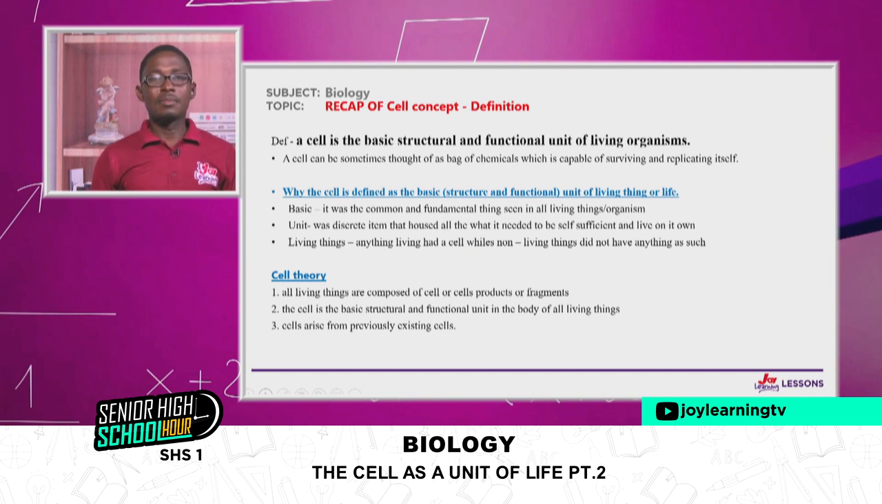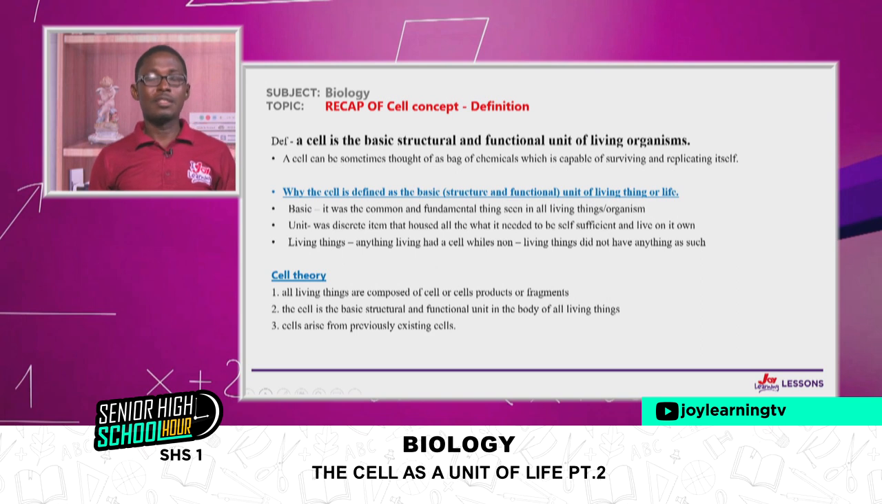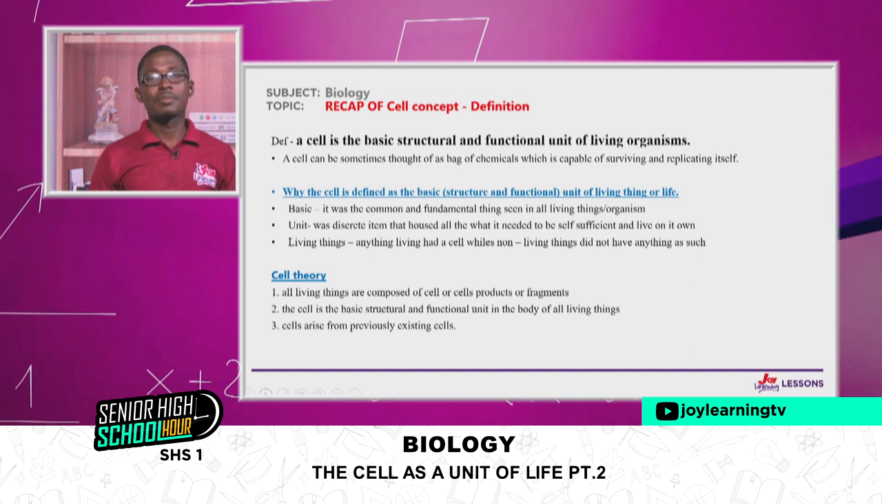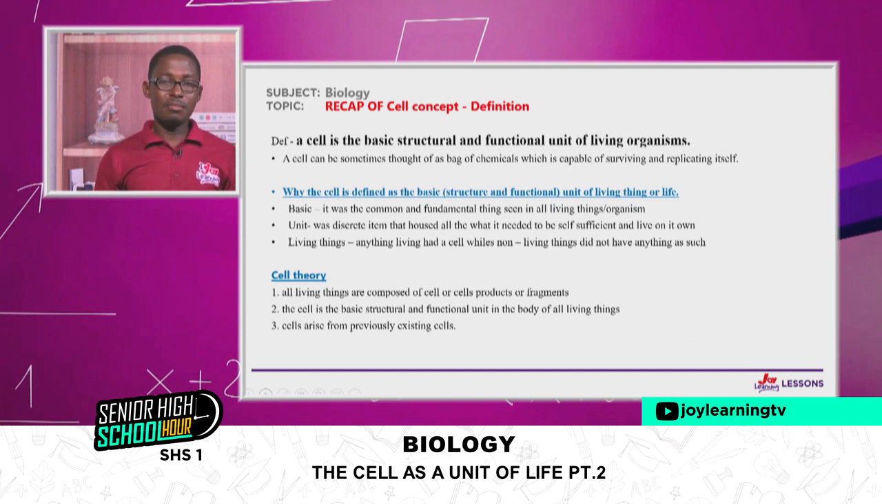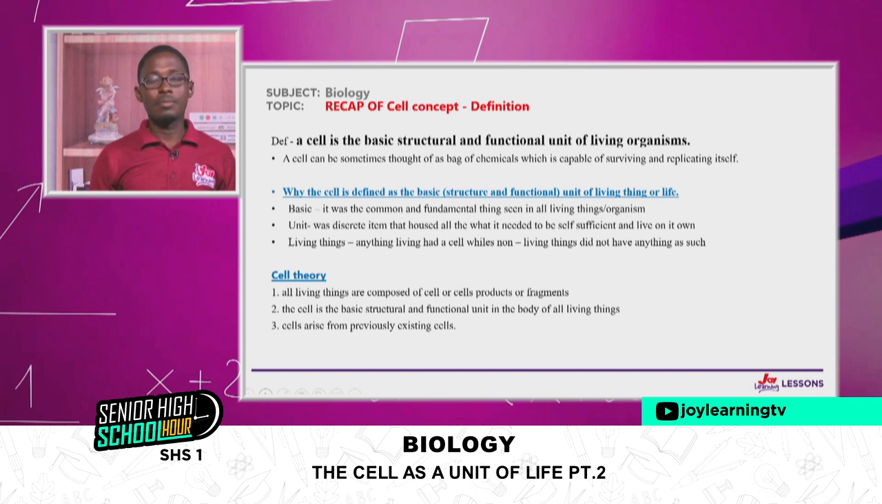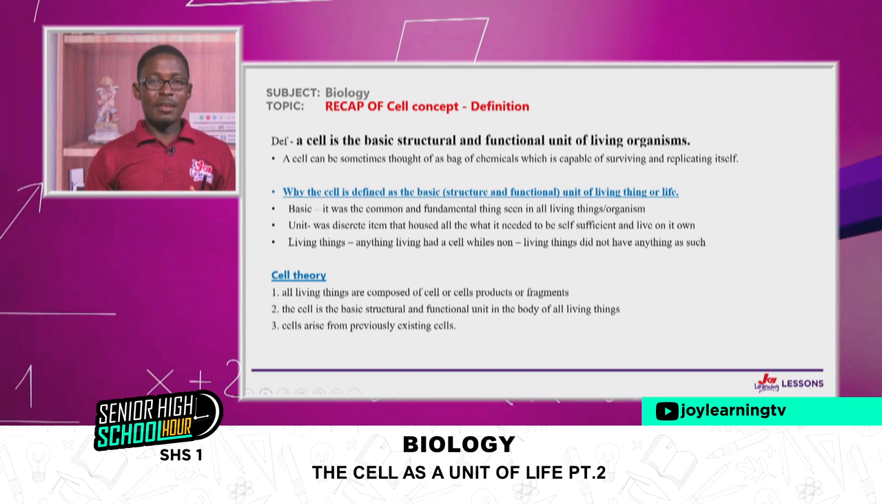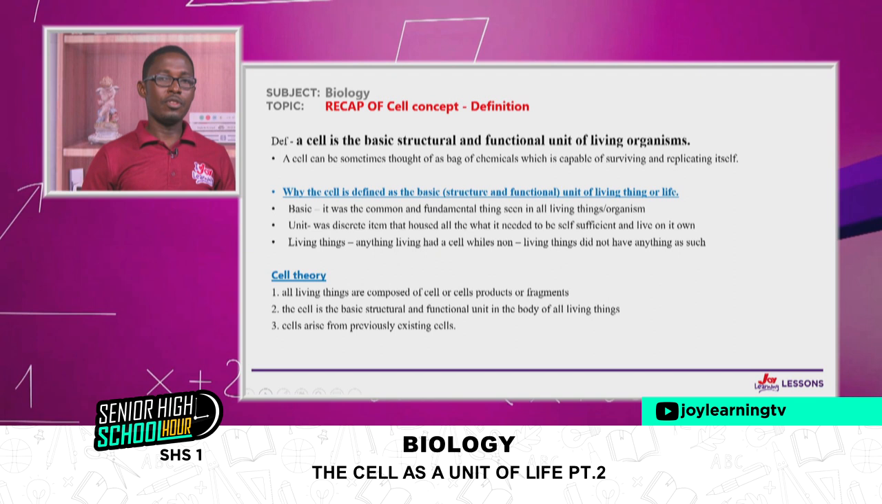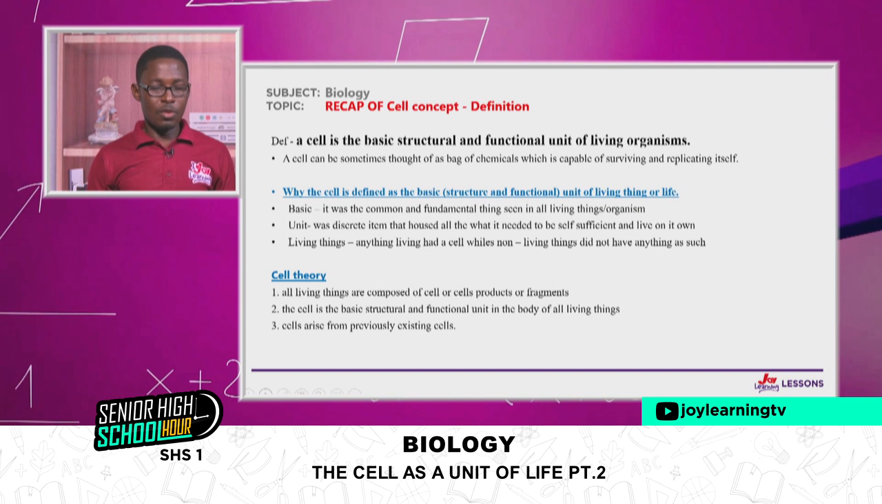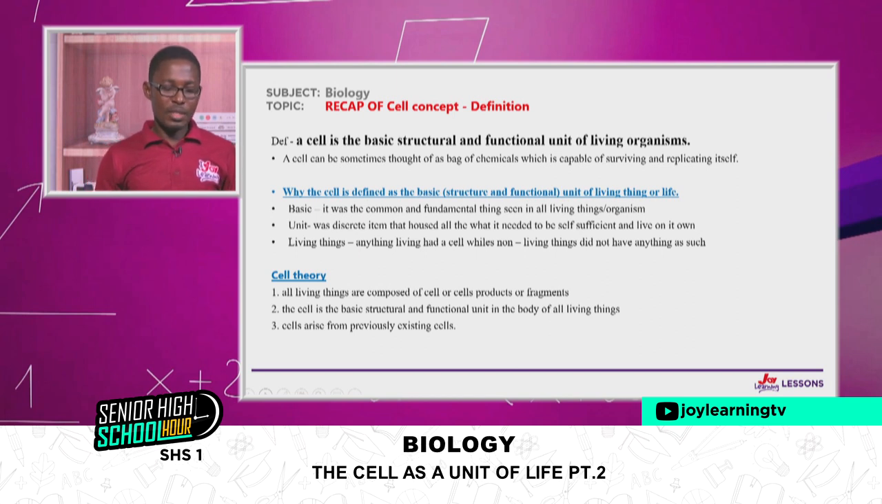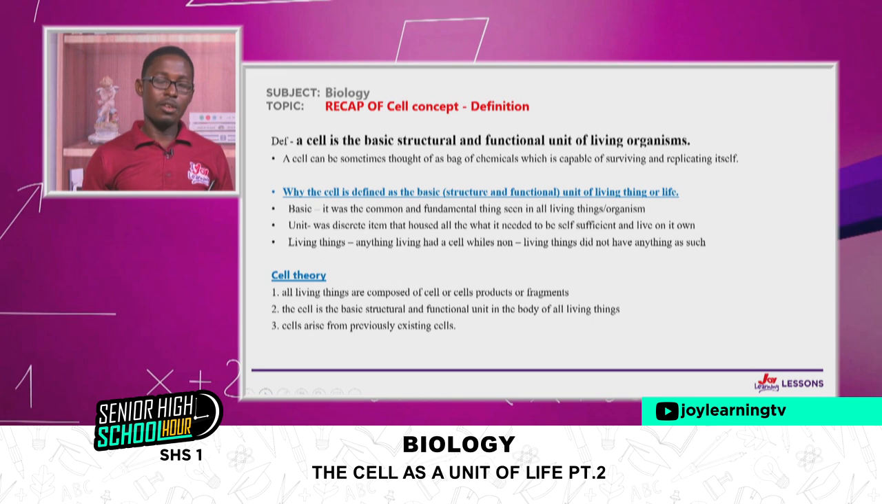Let me ask again the definition of cell. One of the shortest definitions in biology. We ask, what is a cell? We define it as a basic unit of life or basic unit of a living organism. I will give a brief explanation just as a recap, but if you get our previous lesson on part one, the whole picture was revealed there. We say it's the basic structure and functional unit of a living organism.